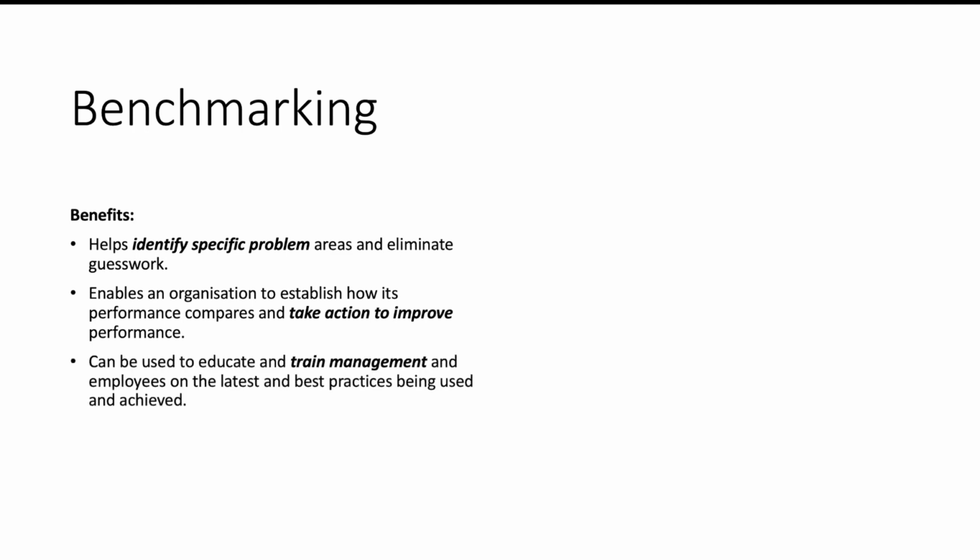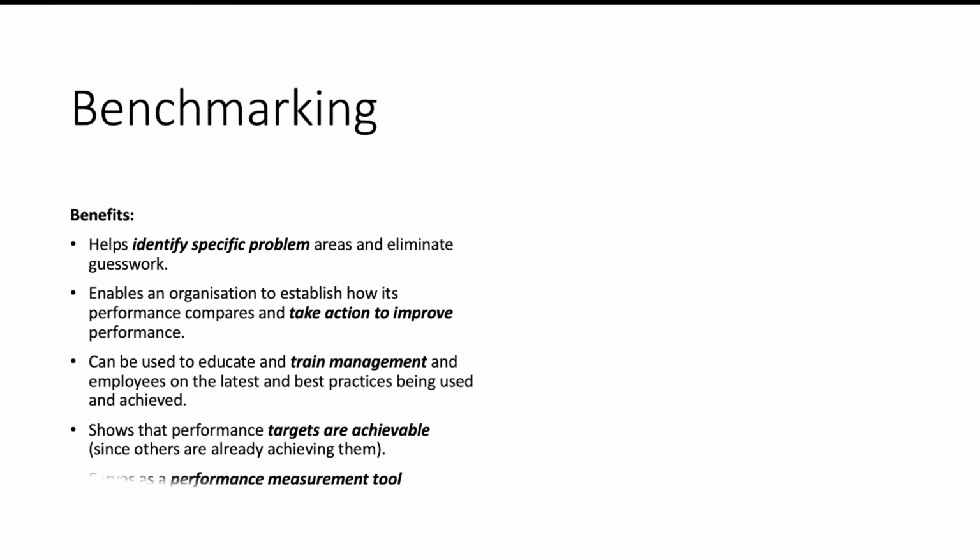Number 3: how can we train our management so that a problem which has occurred now should not occur in the future? It can be used to educate and train management and employees on the latest and best practices being used and achieved. Number 4 is that targets are achievable. It shows that performance targets are achievable, because the other organization has achieved them. So the organization, the management or the employees cannot say this cannot be achieved. Number 5 is that it serves as a performance measurement tool.